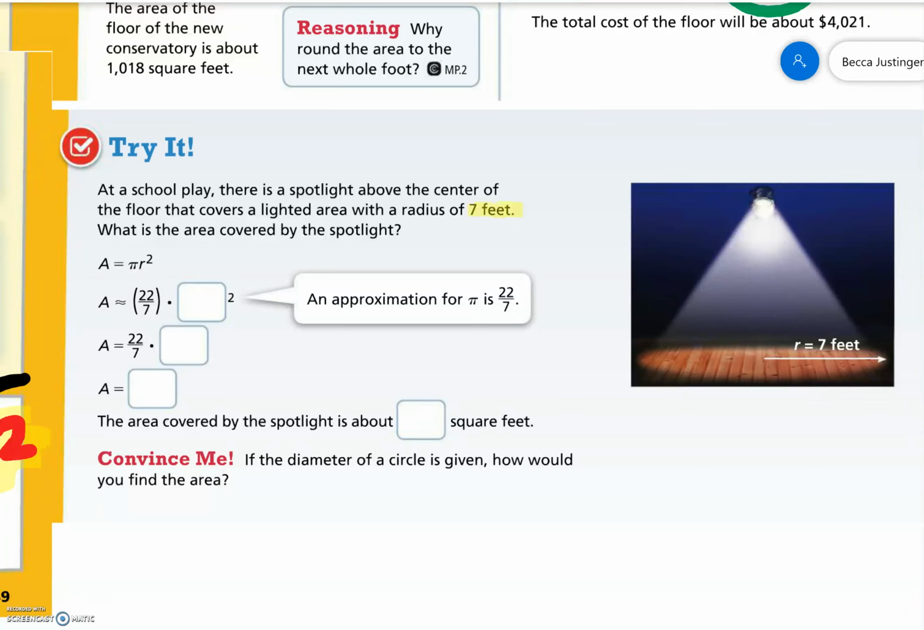Try it. At a school play, there's a spotlight above the center of the floor that covers a lighted area with a radius of 7 feet. What is the area covered by the spotlight? First step, write the formula. Apple pies are r squared. Area equals pi r squared.